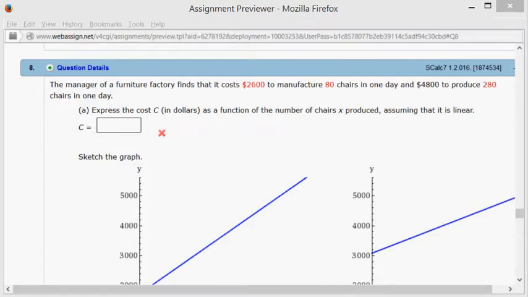Alright, let's look at homework 1.2, problem number 8. The manager of a furniture factory finds that it costs $2,600 to manufacture 80 chairs in one day, and $4,800 to produce 280 chairs in one day. Express the cost C as a function of the number of chairs X produced. Let's do that, assuming it's going to be a linear function.